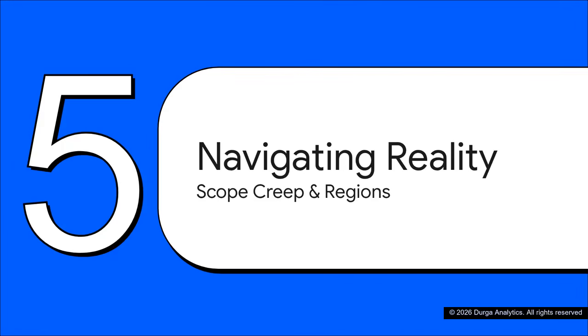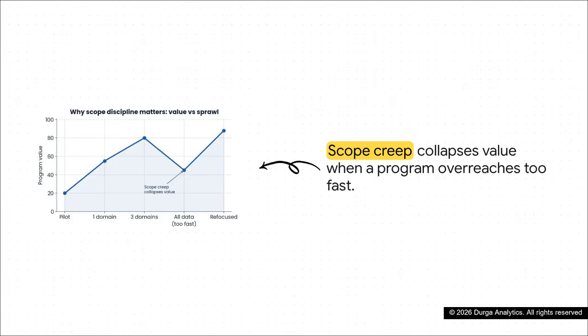Part 5. Navigating reality, scope creep, and regional rules. Now, even with perfect definitions and metrics, you're going to face two massive external pressures in the real world once your program actually gets off the ground. The first is a silent killer called scope creep.